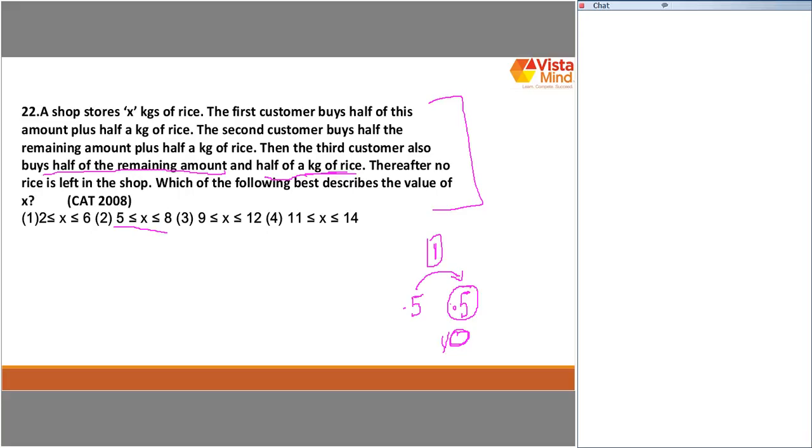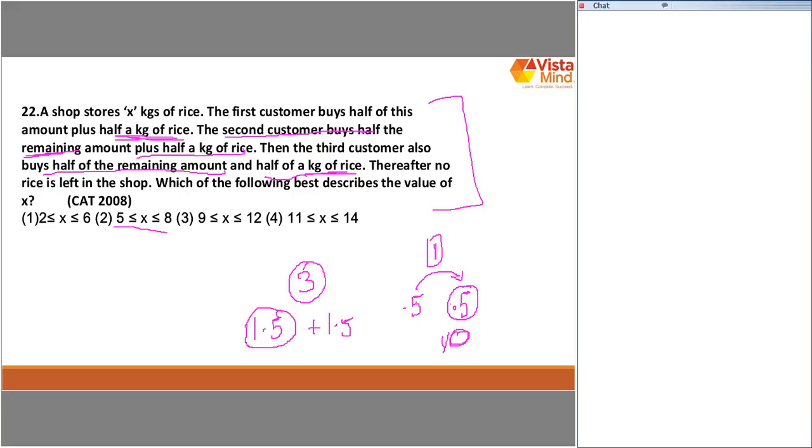Let us take this 0.5 back from him, and 1 kg was there before the third customer came into the picture. Now this 1 kg was left when the second customer purchased half a kg. So let us take this half kg from him. We are left with 1.5. Now this 1.5 was there when the second customer purchased half of the amount. So if 1.5 was with the shopkeeper, 1.5 was with the customer also. Taking that 1.5 again from him, we are left with 3 kg, the amount with the shopkeeper before the second customer came into the picture, and this 3 kg was left because of half a kg.